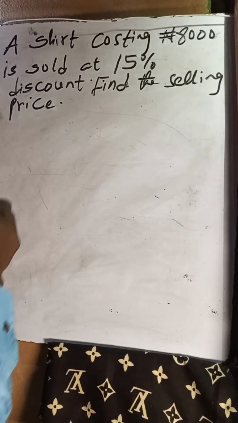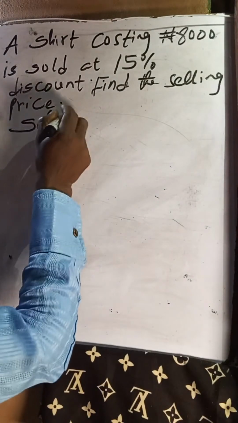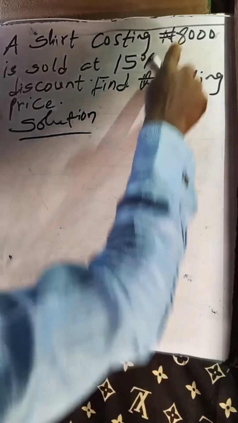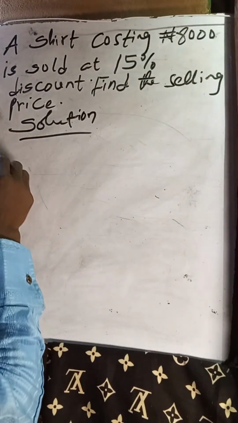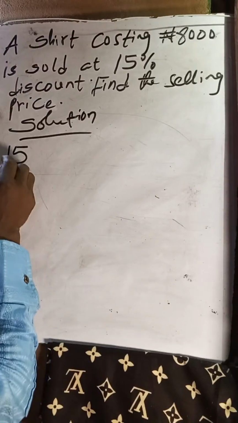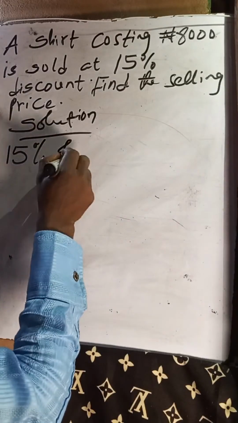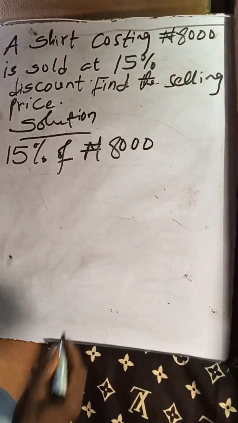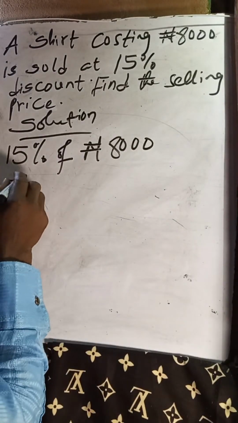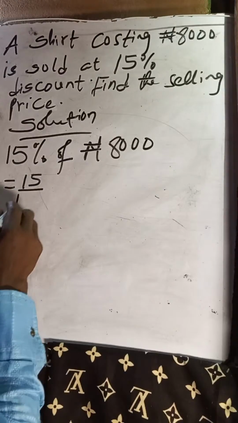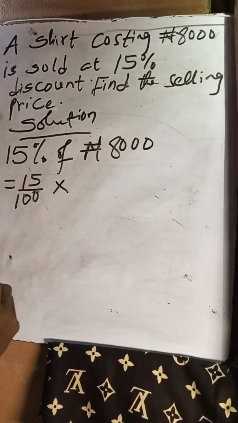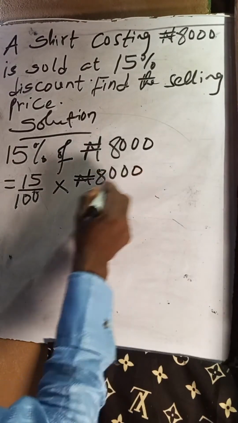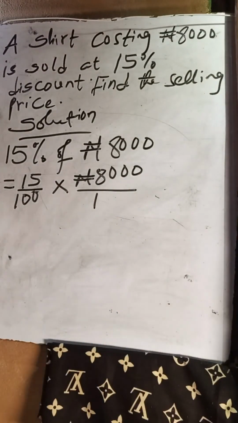I have to use percentage to calculate it. First, original price is this. So I'm going to find 15% of 8,000 naira. So what is 15% of 8,000 naira? Let's find it. That is 15 divided by 100, times 8,000 naira over 1.